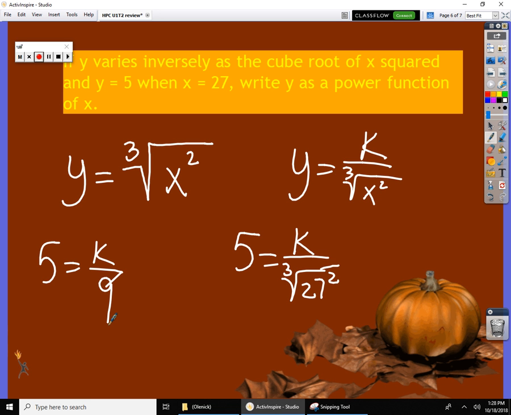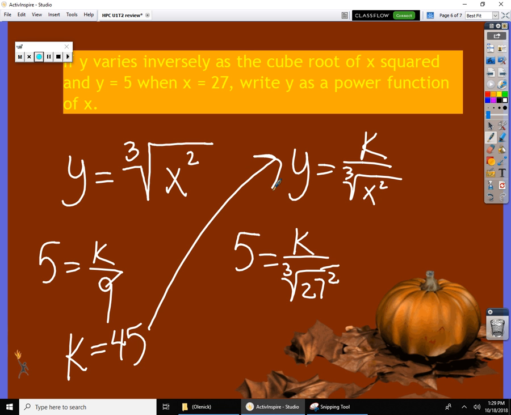If I do 27 squared, it's 729. If I do the cubic root of 729, it's 9, because 9 times 9 times 9 is 729. I prefer to do the cubic root first, and then square the number. Why is it squared? Because it says the cube root of x squared. So what is k worth? K equals 45. So now I'm going to go back up here.